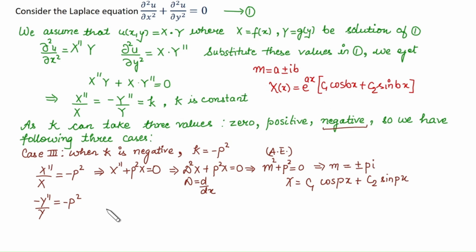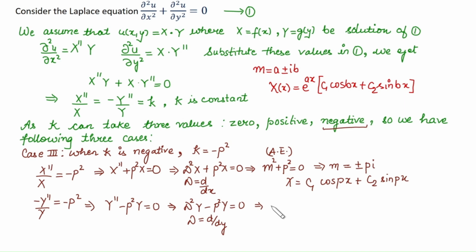Now consider the next ordinary differential equation. From here we have the second order derivative of y minus p square into y equal to 0. So what is the operator form? That is D square y minus p square y equal to 0, and here D stands for the derivative with respect to y.